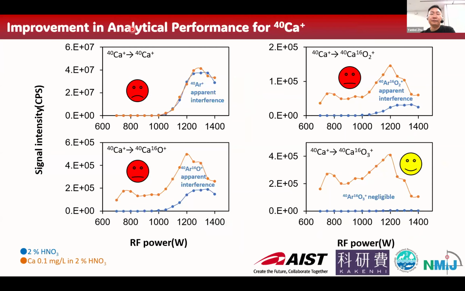This slide shows the dependence of the signal intensity on the radio frequency power of the ICP. When we measure calcium to calcium, you can see the blue is only 2% nitric acid, and the orange is the calcium standard in 2% nitric acid. For calcium to calcium, there is almost no difference between the blank and the standard.